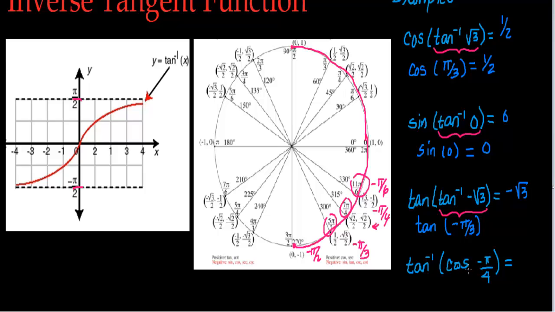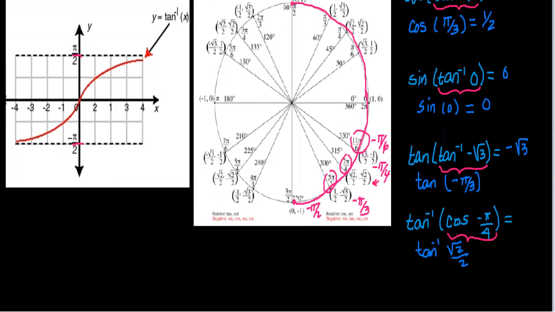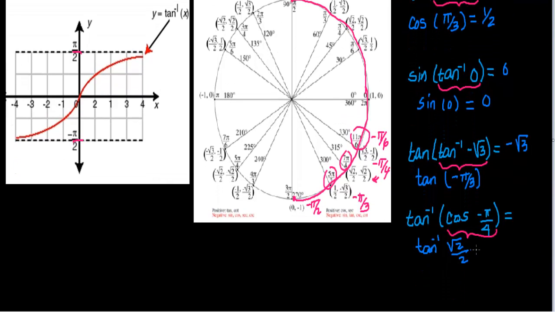Cosine, here we just simply do the cosine. Cosine of negative pi fourths, we look for negative pi fourths right here. The cosine is your x-coordinate. So this piece here is equal to positive square root of 2 over 2. So I can write tangent inverse of square root of 2 over 2. That's what this comes out to. And now tangent inverse of square root of 2 over 2, it's asking you at what angle do I take the tangent of and get square root of 2 over 2?